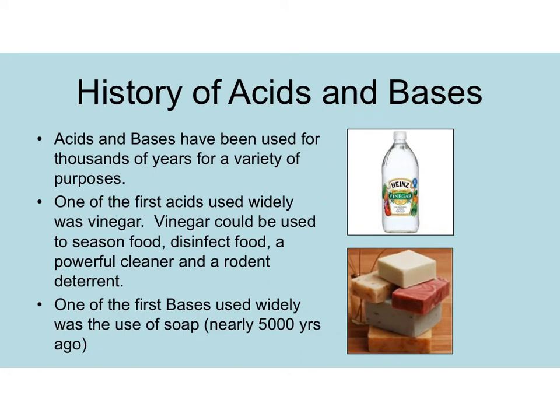So just some background about why acids and bases are important. We use them as products all the time. And a big part of chemistry is the creation of acids and creation of bases, because a lot of the products that we use are one or the other. So acids and bases have been used for thousands of years for a variety of purposes.